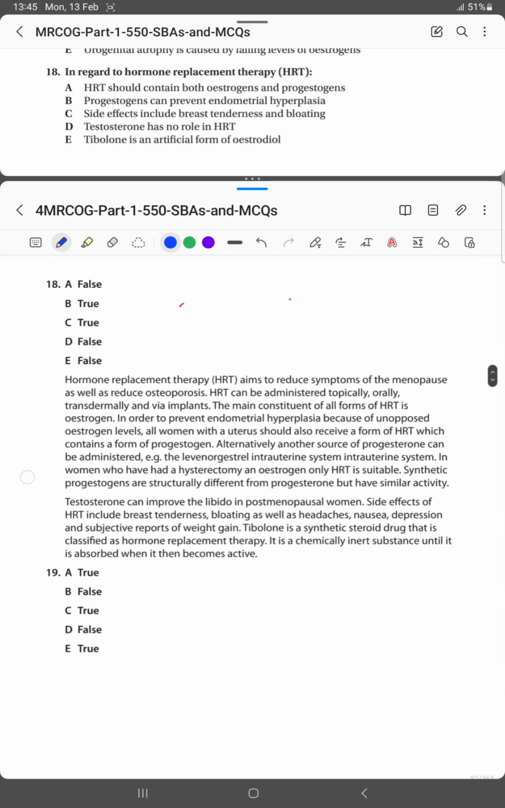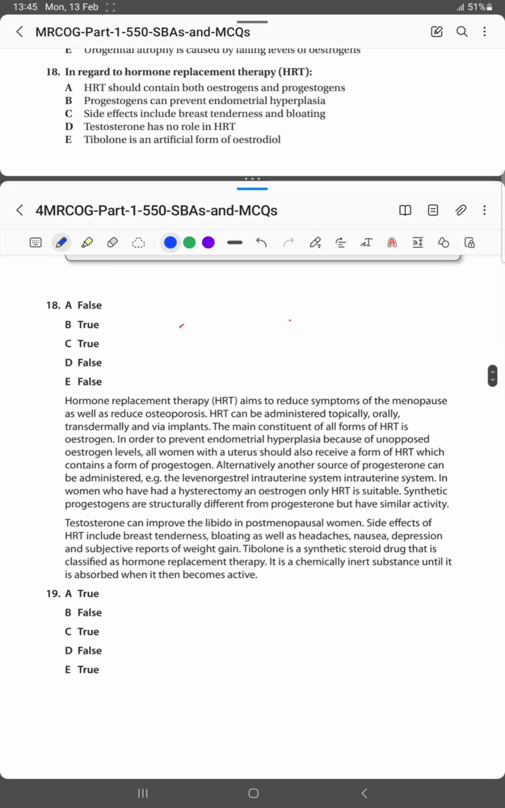Now let's see the next question, regarding hormonal replacement therapy. Again, this question is important, because hormonal replacement therapy aims at reducing the symptoms of the menopause, and it also reduces osteoporosis. The most common symptom of the menopause is hot flushes. HRT can be administered topically, orally, or is available in the forms of implants and transdermal patches.